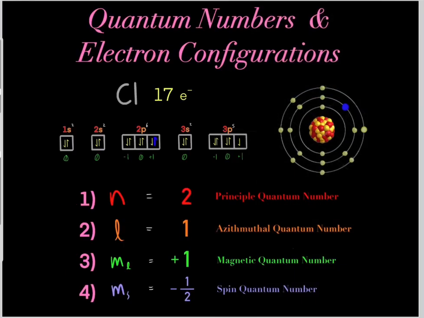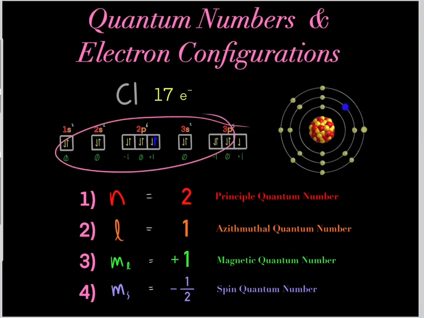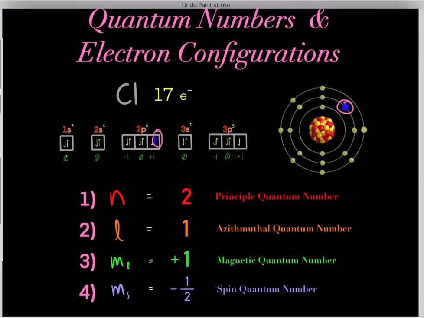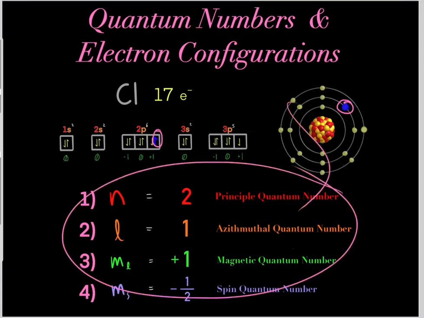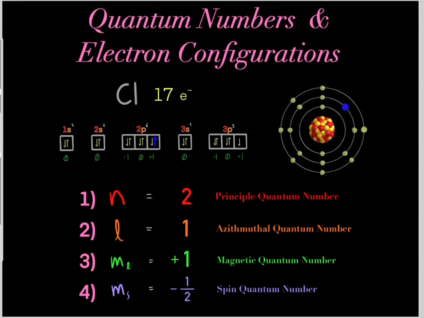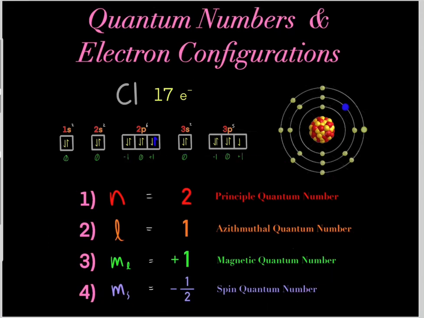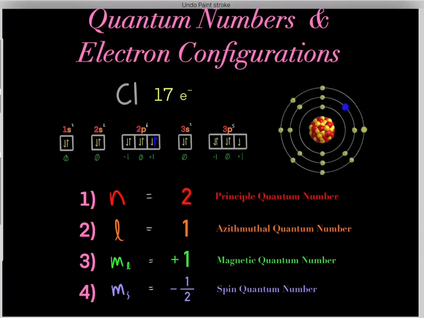So again, the point is, when it comes to any electron, you can choose any random electron. For example, let's focus on this particular electron. We can characterize this particular electron in this particular orbital with these 4 quantum numbers: the principal quantum number, the azimuthal quantum number, the magnetic quantum number, and spin quantum number. And we learned how to determine those quantum numbers. So hopefully now you understand the concept behind these quantum numbers and these electron configurations.